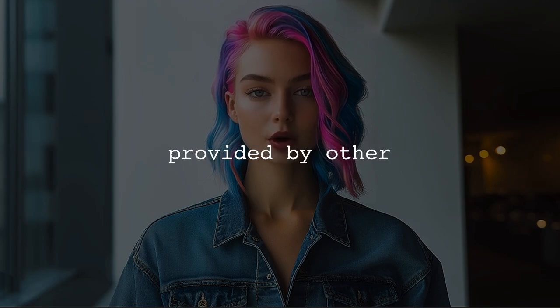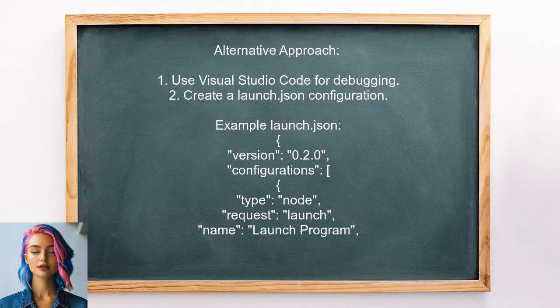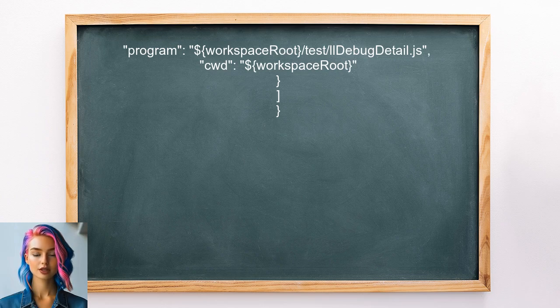Now, let's look at the answers provided by other users. An alternative approach to debugging AWS Lambda functions in Node.js involves using Visual Studio Code and the Lambda local framework. First, set up a launch configuration in Visual Studio Code with a launch.json file to start a debug session.